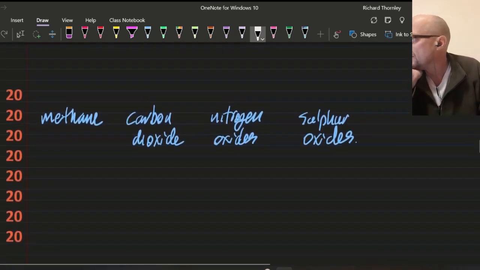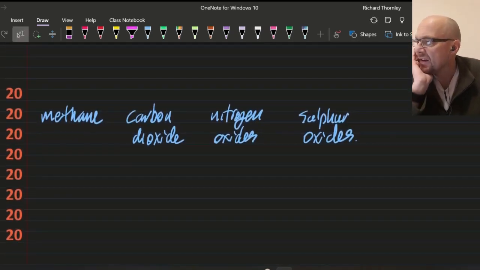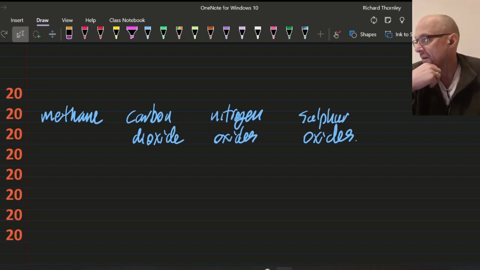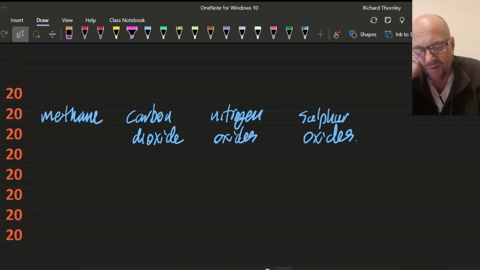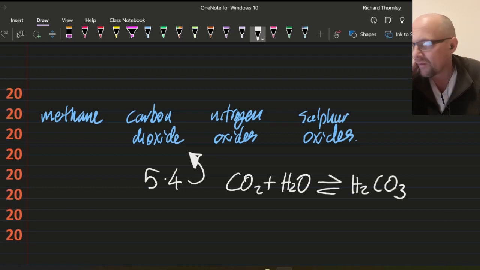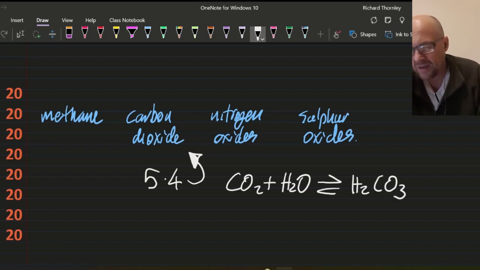20, unpolluted rain. Well, all of these gases are present in rain. All of these gases have natural and anthropogenic man-made sources. But the IB likes you to know that regular rain has a pH of 5.4 due to the carbonic acid formed when carbon dioxide dissolves in it. Here's the equation. Carbon dioxide and water makes carbonic acid, a weak acid. So it's going to be B, isn't it? 20B. Yeah.